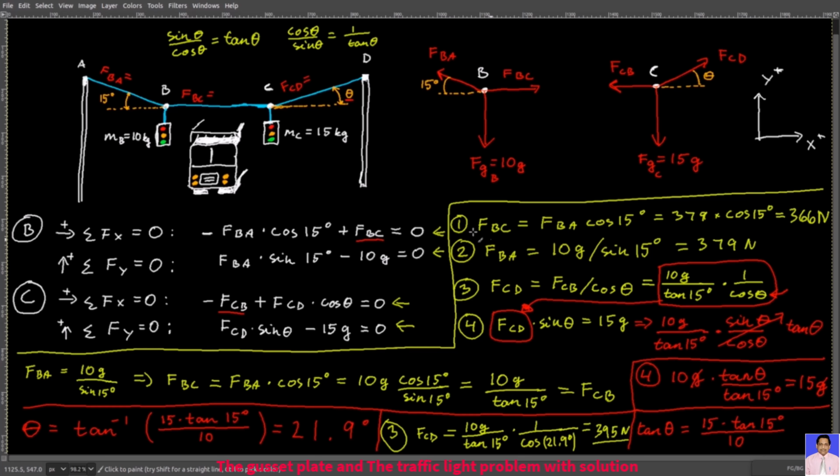And there you go. FBA equals 379 newtons. Then FBC equals 366 newtons. And also FCB equals 366 newtons. Then FCD equals 395 newtons. And then theta equals 21.9 degrees, which is this angle here. And as you can see, all the forces are positive, which means that the assumptions that we made for the directions of our force vectors were correct.